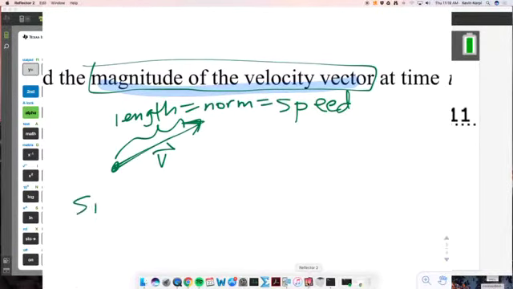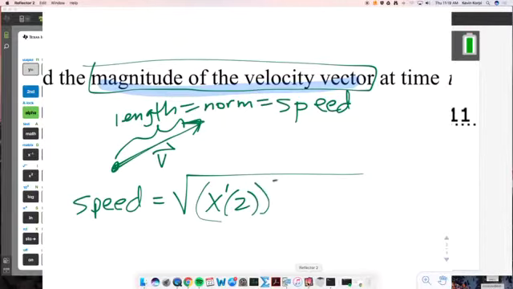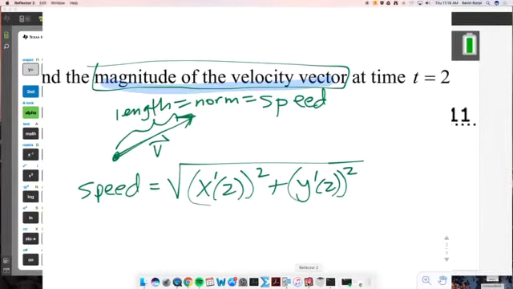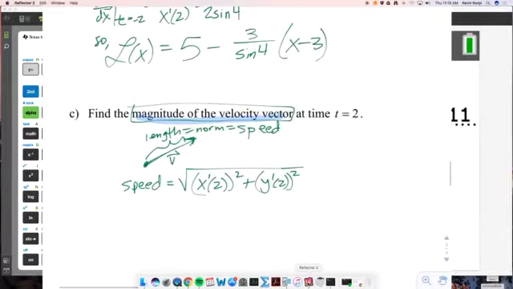All right, so here we go. The speed, I'll go ahead and label it. The speed is equal to, it's just the Pythagorean theorem, right? That's x prime of 2 quantity squared plus y prime of 2 quantity squared. If we integrated that without the 2, but instead with the t's, that would be the arc length. So they are kind of related. Can we just stop there? Is that a numeric answer? No.